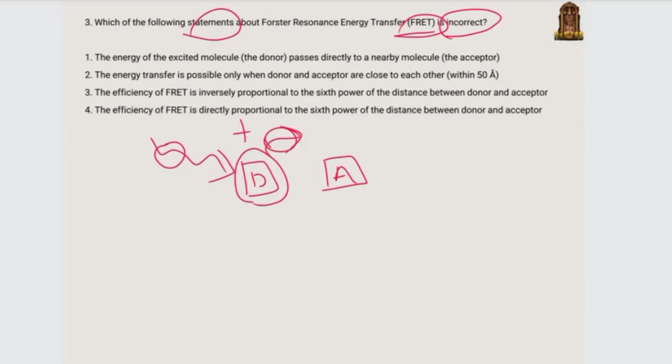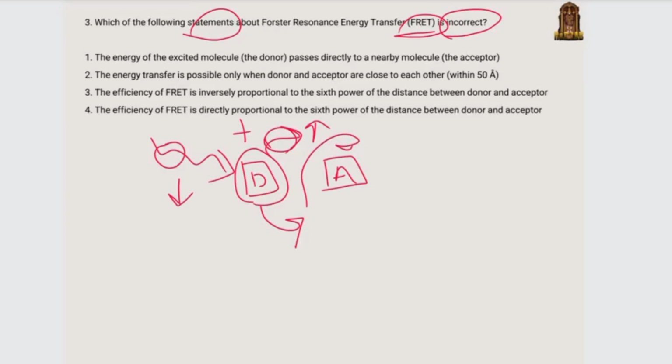And this donor will come back to its normal state after emitting the light. So the wavelength of this light would be higher, because the wavelength and the energy of the light are in an inverse relation. So high wavelength and low energy light will be emitted from the donor, and this light will work as the excitation light for the acceptor.